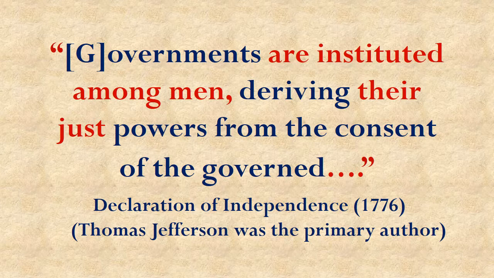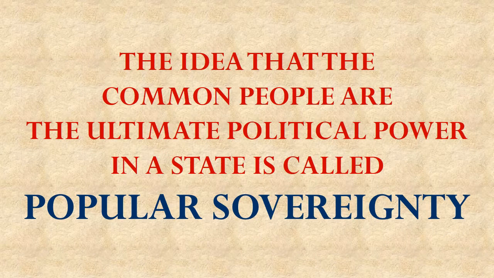Thomas Jefferson said, governments are instituted among men, deriving their just powers from the consent of the governed. So now wait a minute. Where does government get its power from? Under social contract theory, it's from the people creating it. Well, think about what that means. If the people are the ones who can create the government, then who's really the ultimate authority there? It's the people. They are sovereign.